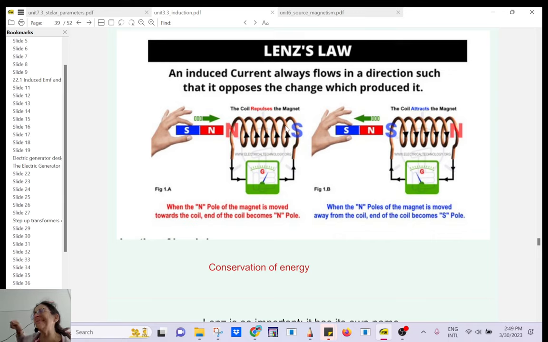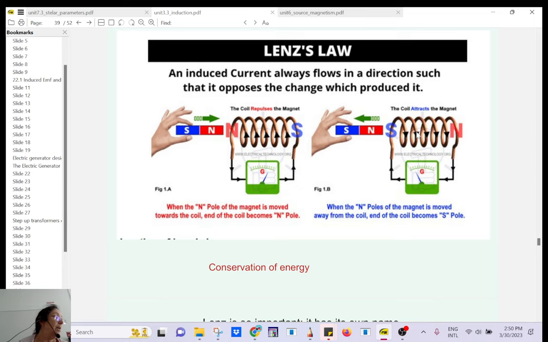So you will have to push. It's going to be very hard. And then once you want to do the opposite, so you want to remove the magnet, guess what? You're going to still have an induced current that will flow in the opposite direction to slow you down. So whatever you're doing, each time you are inducing voltage, inducing a current, the current will always oppose whatever gave rise to it. It's called Lenz's law.